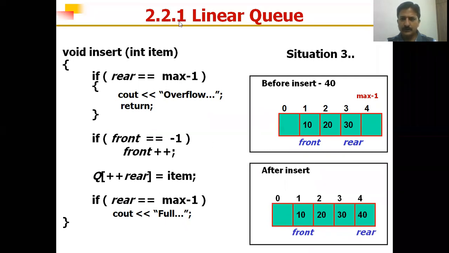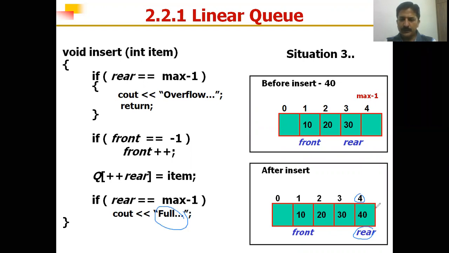You can check here. What is the rear value? Rear value is 4. Okay, what is max - 1? Max - 1 is 4 only. So max - 1 is also 4, rear is also 4. If both are the same, it will display the message q is full. Okay, it will display q full.